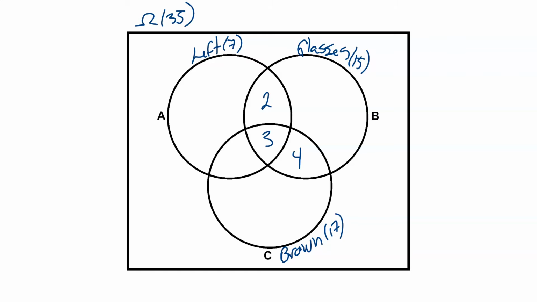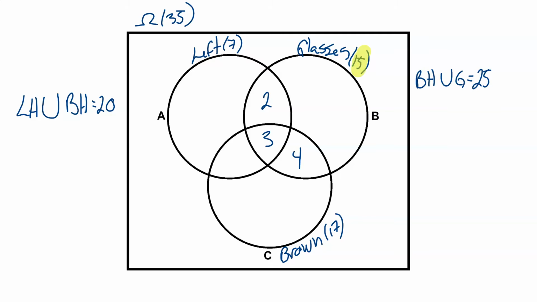Now we look at the OR statements. We're told that 25 people have brown hair or wear glasses. If we put that into set notation, we've got brown hair or glasses. There are 25 people who meet that category. Similarly, we're told that there are 20 people who are left-handed or have brown hair. So left-handed or have brown hair, there are 20 people.